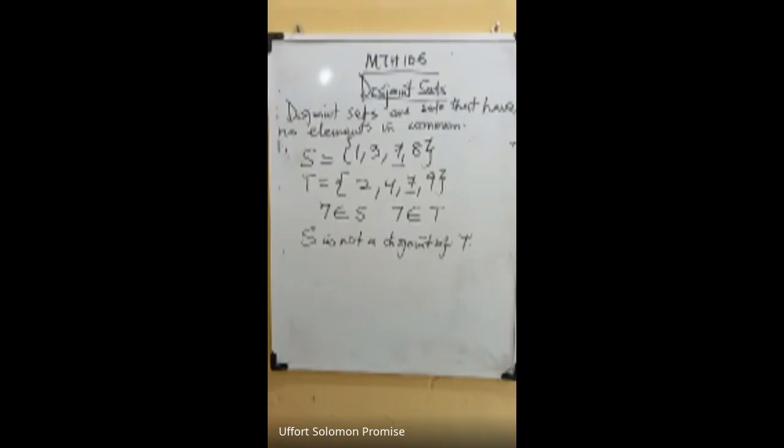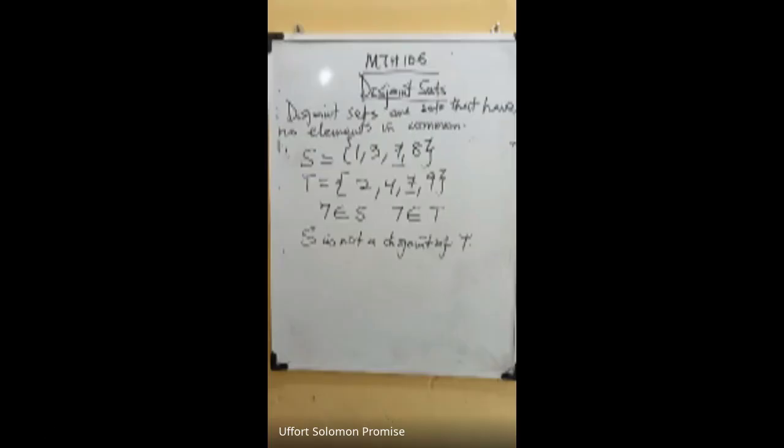Sir, please, can you rewrite the last line you just wrote? I can't really see what is there. S is not a disjoint of T. All right. I hope we all get it very clearly. Yes, we all understand.